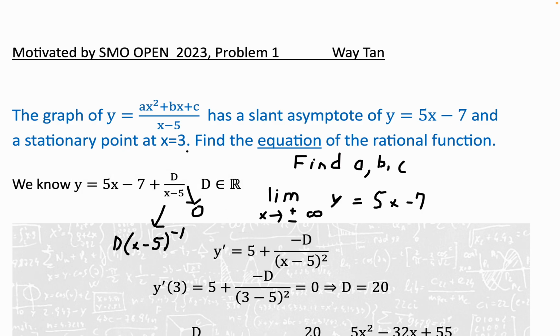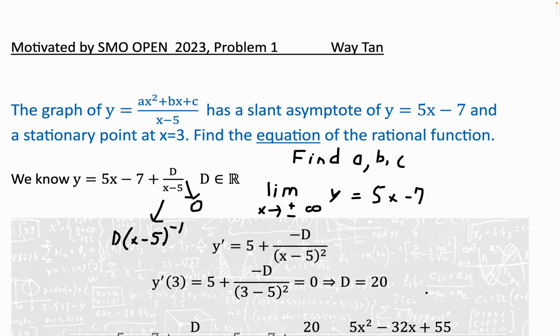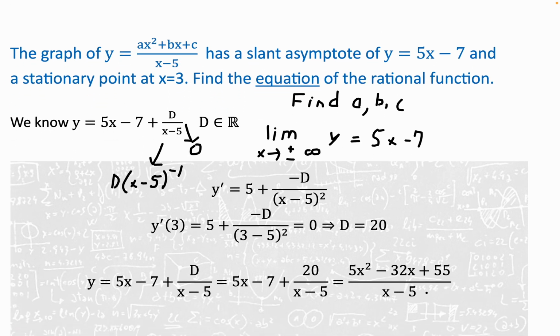Okay, now we're given that the stationary point is 3, right? And so we substitute 3 in right here, and you solve and you get d is equal to 20, okay? So that's good news because we now know the value of d, which is all we needed to know to determine the rational function. And then after some algebra, you end up with this. Again, I left out the algebraic step, but the step is very simple. You just multiply 5x minus 7 quantity times x minus 5 quantity, and you end up with this. That's very easy to verify. Okay, so this is the answer to the question.